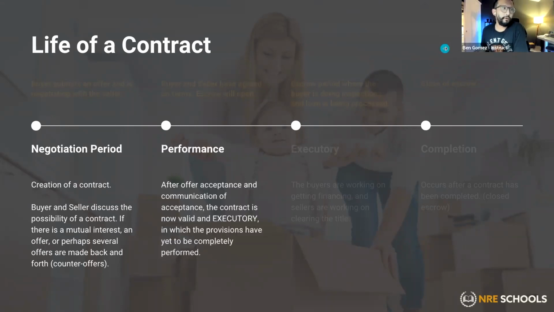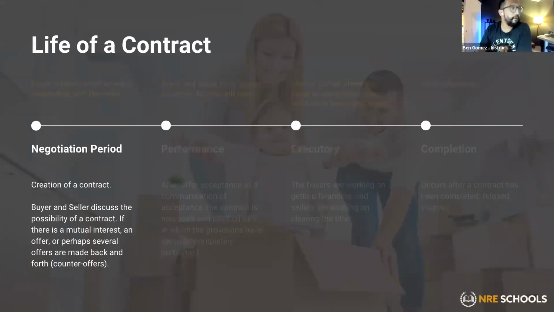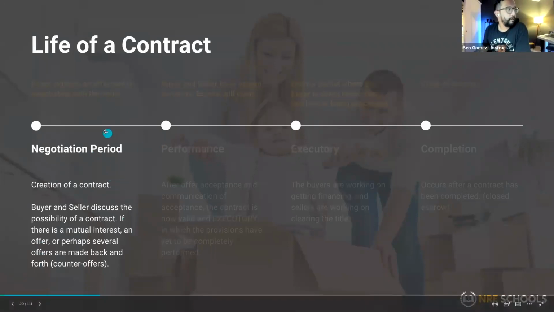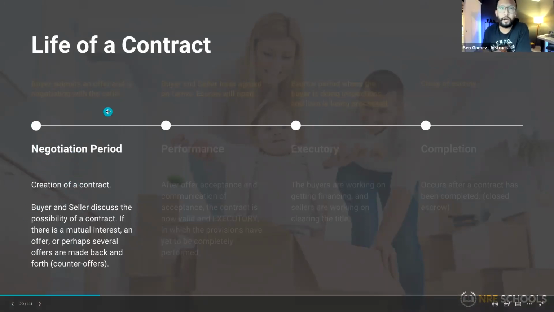When it comes to contracts, there are fancy words. The first one is the negotiation period. This is the creation of a contract. So I want you guys to consider that you are buying a property with me today. You are buyers and you saw a property that you absolutely love, right? We are going to write an offer together. I'm going to write an offer as your real estate agent, and we're going to submit that over to the listing side. That is called the negotiation period.